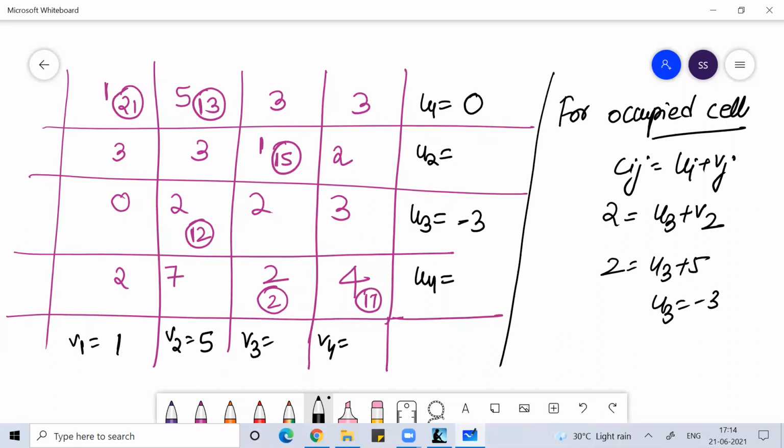If I put epsilon 0, for example, we try to put a negative value, then you can see here u3 is minus 3 and v1 is 1. The Cij is equal to ui plus vj. Cij is 0 and ui is minus 3, v1 is 1. Minus 3 plus 1, then it will be minus 2. So this is wrong. Here I cannot put epsilon because it is not satisfying the rule that Cij is equal to ui plus vj.